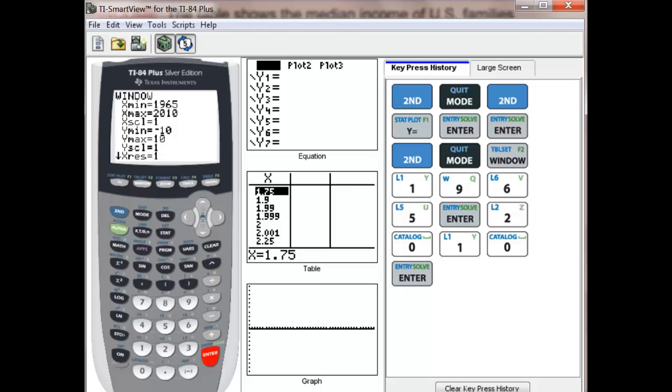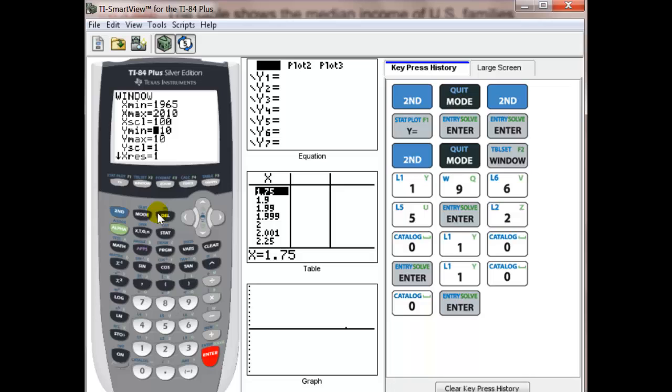X scale, that's how many little bars you have on the bottom. If you look down here at the graph piece, that's how many little marks we have. Let's go by every 100. So now we don't have that many. That's not a huge deal.